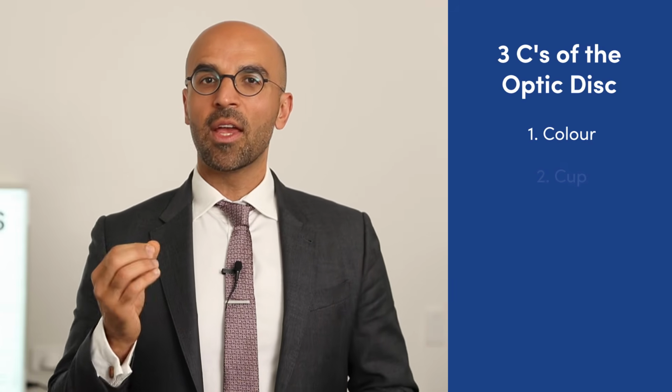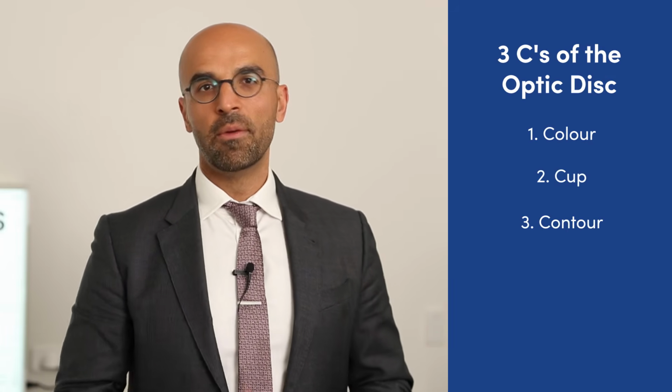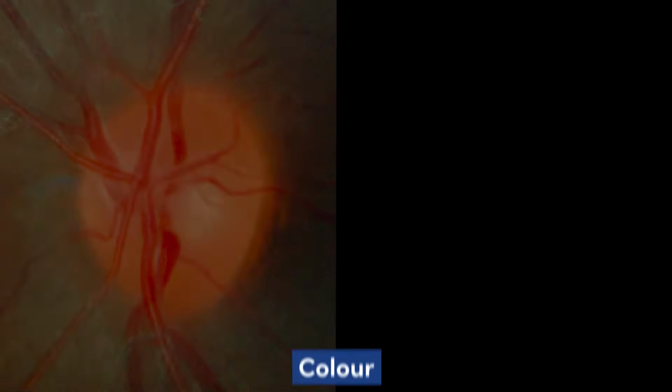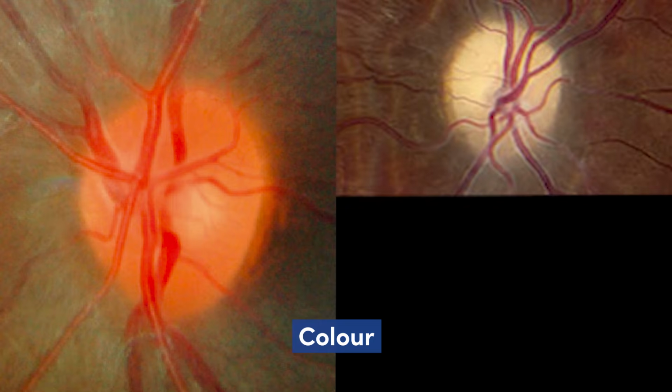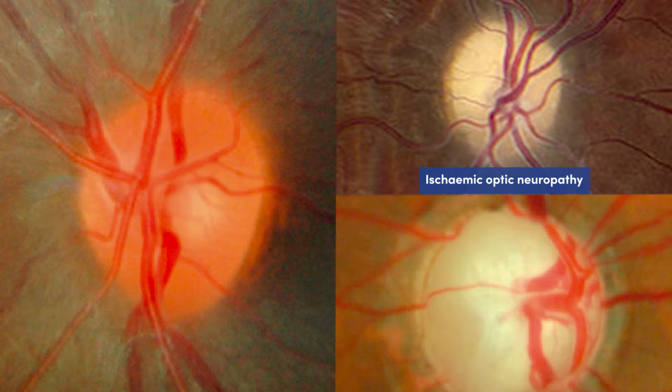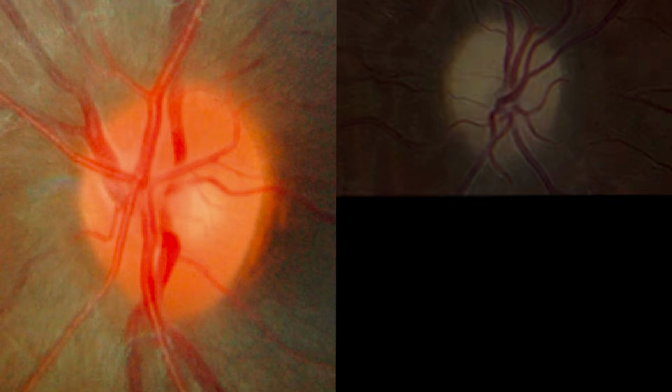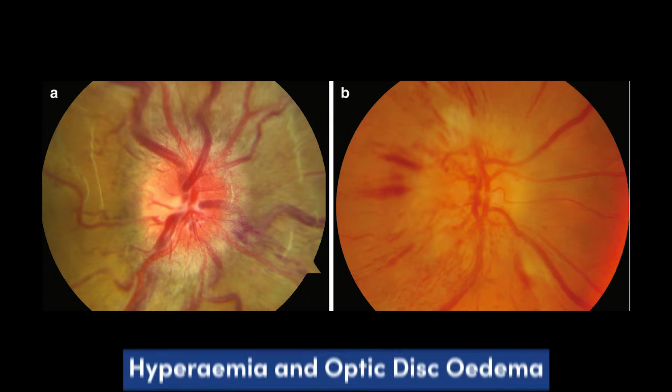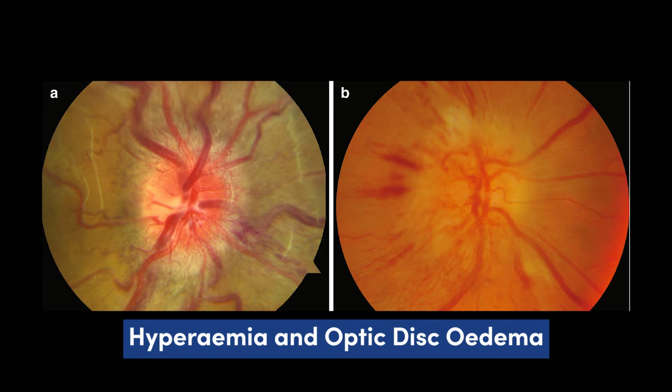Once you find the optic disc, it will fill up most of the 10-degree view of the ophthalmoscope. Assess the 3 C's of the optic disc, which are the color, the cup, and the contour. The normal color of the optic disc is yellow. It becomes pale in cases of ischemic optic neuropathy or giant cell arteritis, or it becomes a reddish color in a hyperemic disc from optic disc swelling.